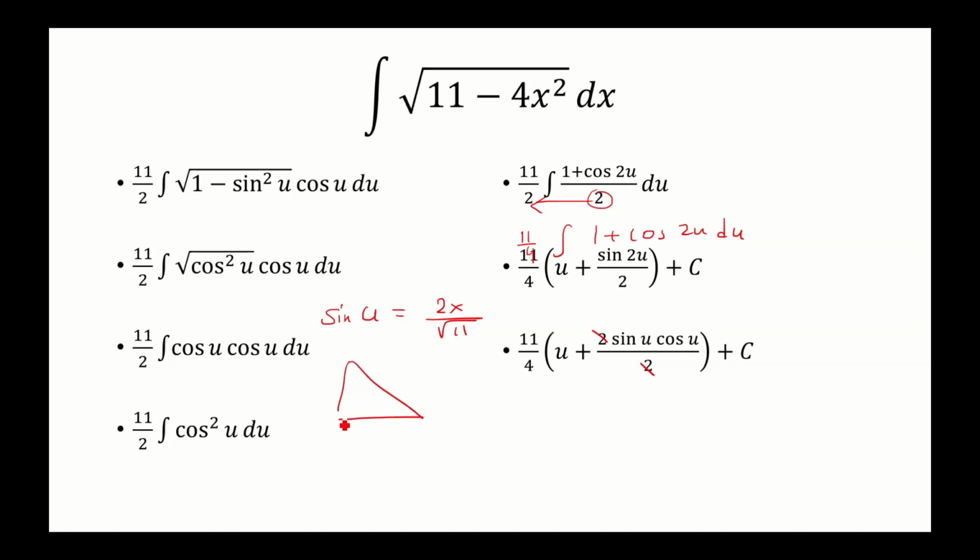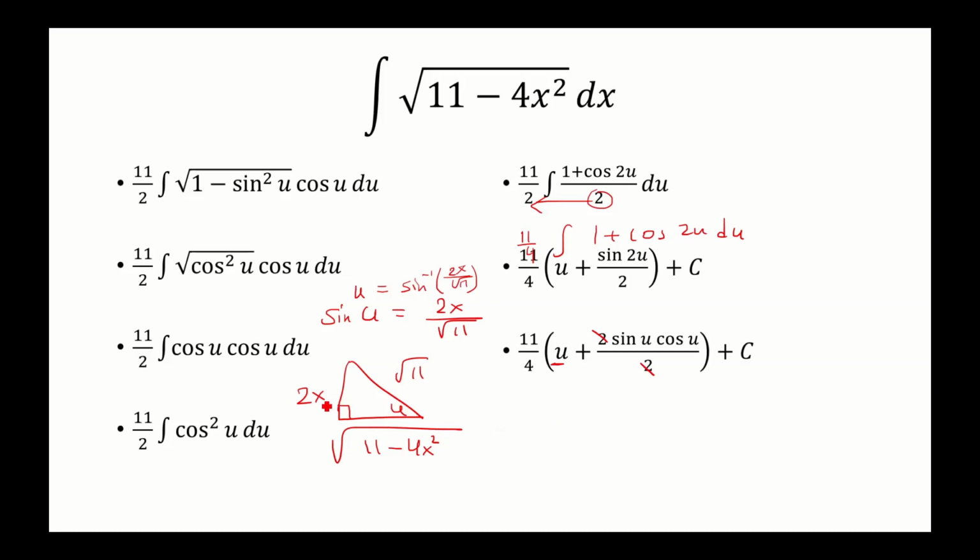look at a right triangle, call this u, sine is opposite over hypotenuse. Pythagorean theorem says this is square root of 11 minus 4x squared. So if I want to solve for u over here, I'm going to have to undo the sine by applying the inverse sine to both sides. So we get u is inverse sine of 2x over the square root of 11.